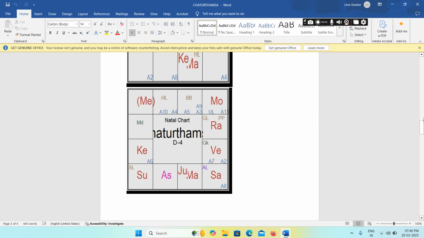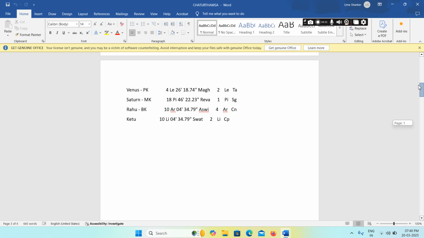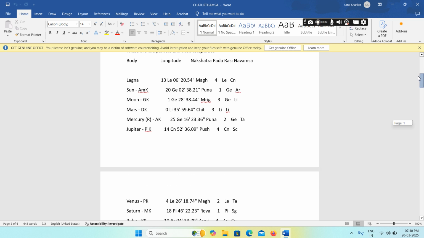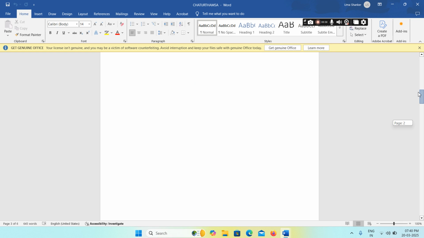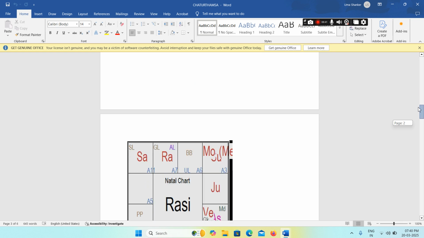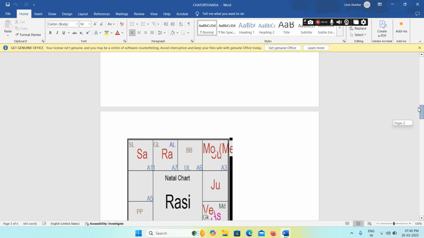Let us take another one. Let us take the Moon into account. How much is the Moon's degree? It is 1 degree. So it is falling in the first part. And in the Rashi Chakra also it is in Gemini.